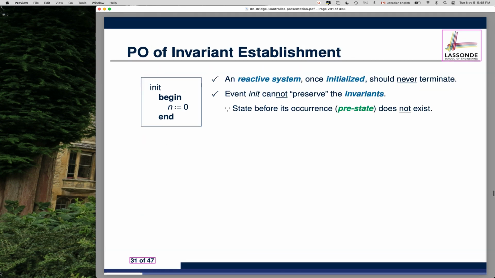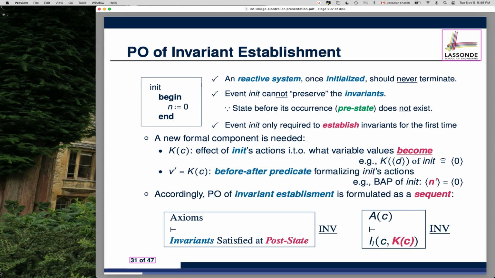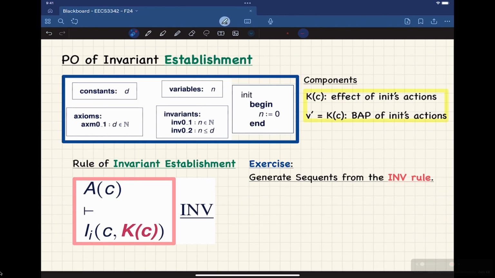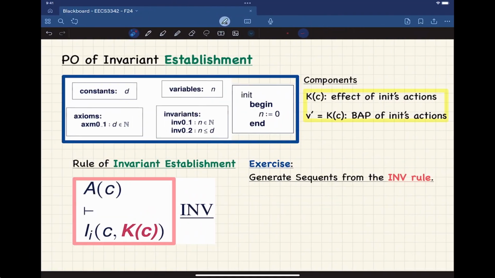All right, let's now talk about the proof obligation. So this part here is already covered on the page. Let's now get to it right away. Here is what we have in the model so far. We've got our constant, our axiom, our variable, and also our invariants.